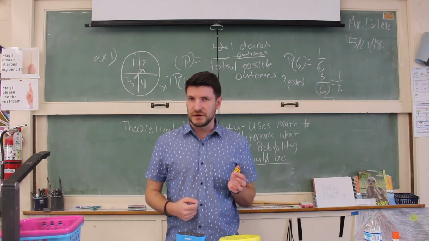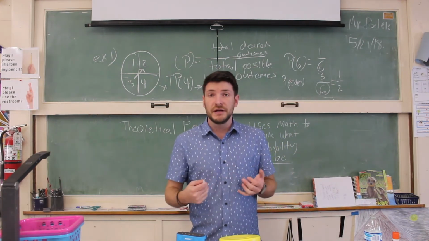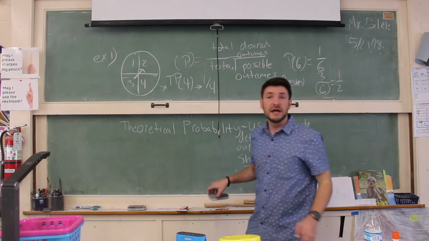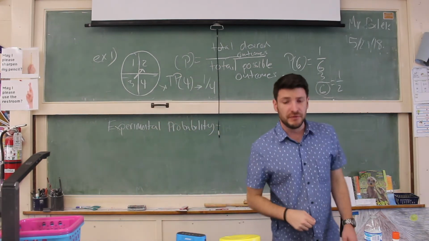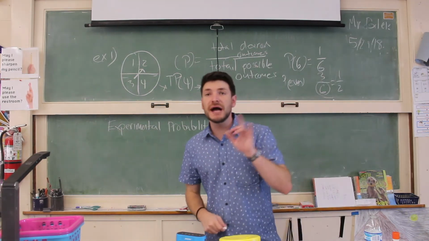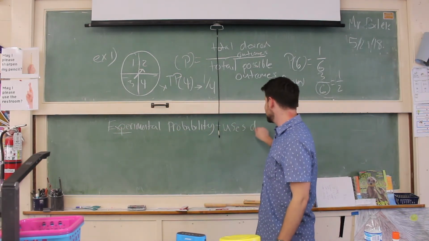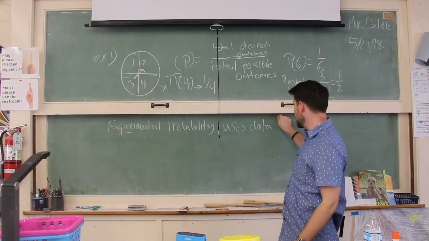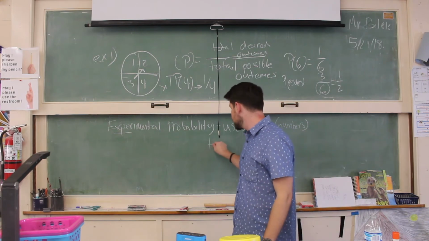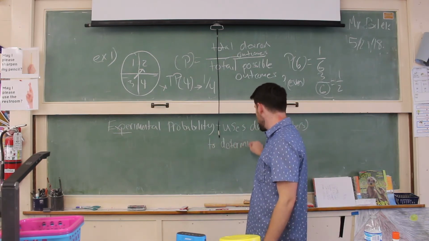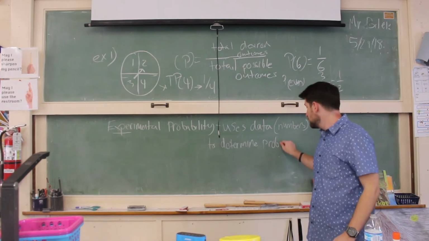That brings us to our next part. Theoretical is what it should be, not what it's going to be. Which means our next type of probability is when we actually test it out. And we call that experimental probability. Experimental probability is exactly as it sounds, the experiment. You actually have to run an experiment to get the experimental probability. So it uses data from an experiment, actual numbers, to determine the actual probability. Will your theoretical probability and experimental probability match? No. But they might.